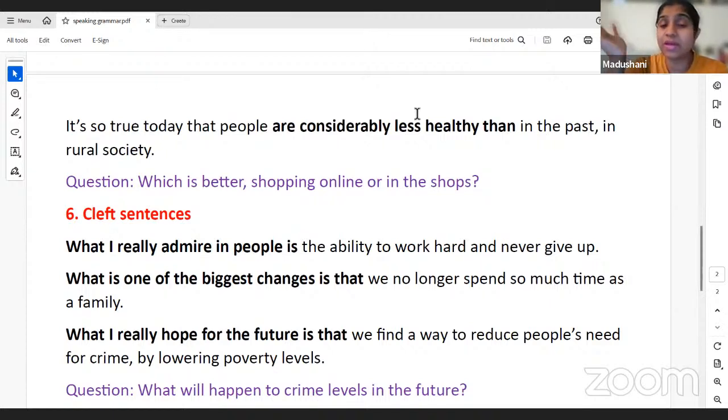What is one of the biggest changes is that we no longer spend so much time as a family. Yeah, what is one of the biggest changes?